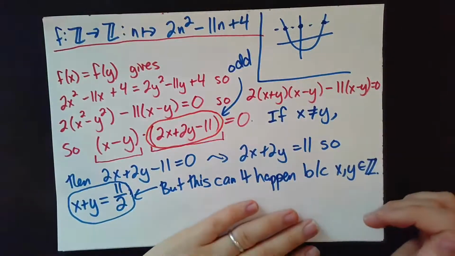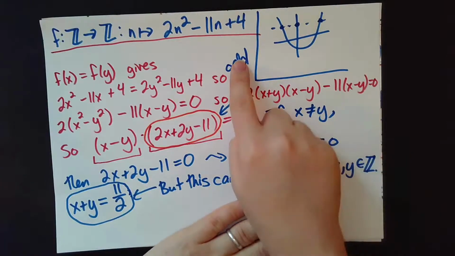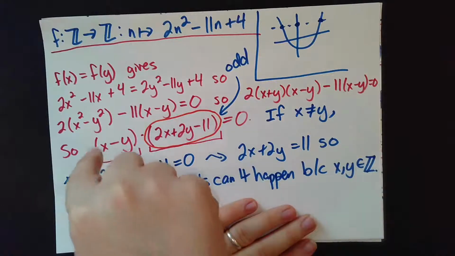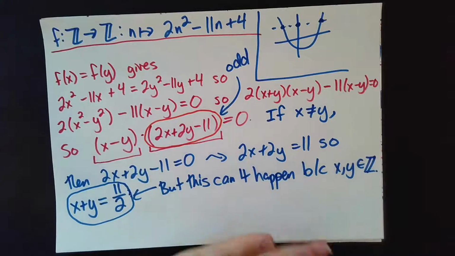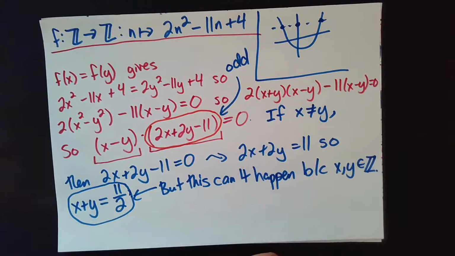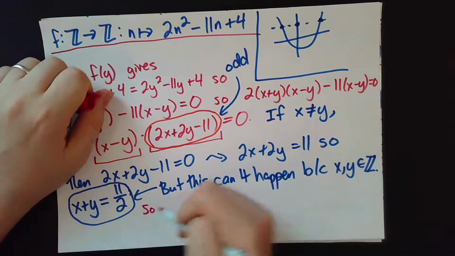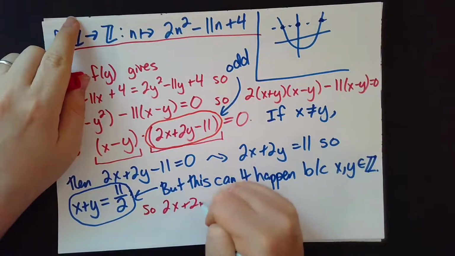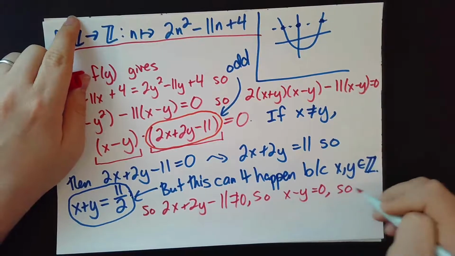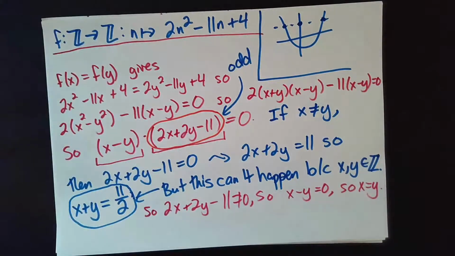One way to write up the proof that this thing is 1 to 1 is to say that because x and y are integers, this thing is odd, so this thing's definitely not 0, and so therefore x minus y is 0. Okay, and so x is equal to y, and so this function is 1 to 1. Okay, and so just to finish this up, 2x plus 2y minus 11 is not 0, so x minus y is 0, so x is equal to y. Okay, questions about that?